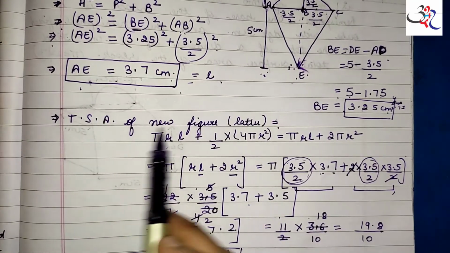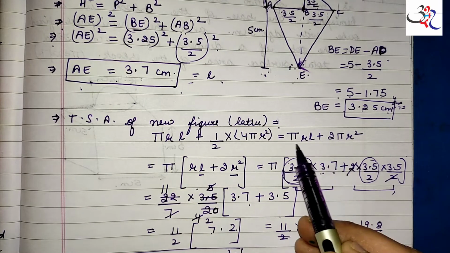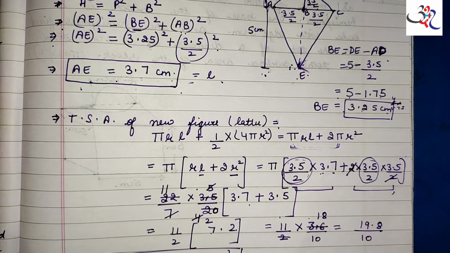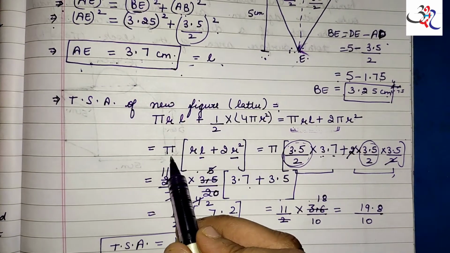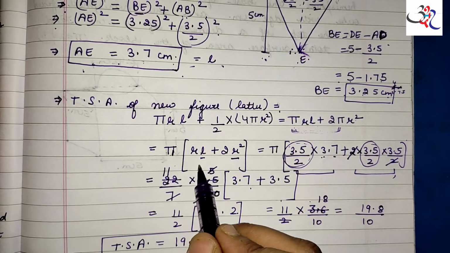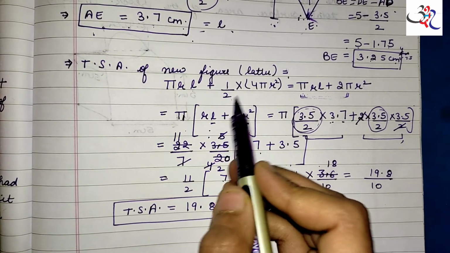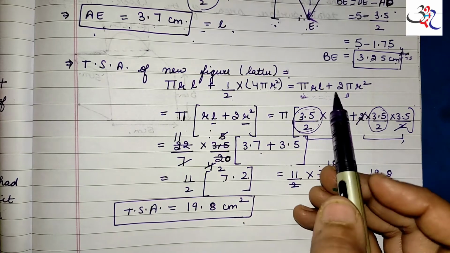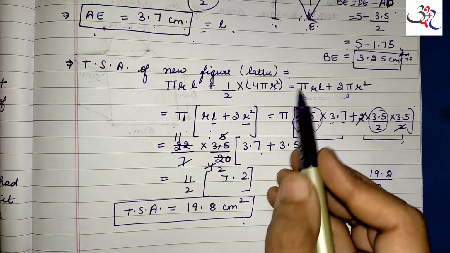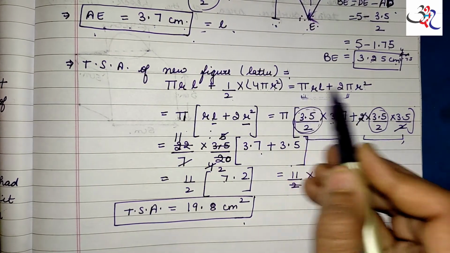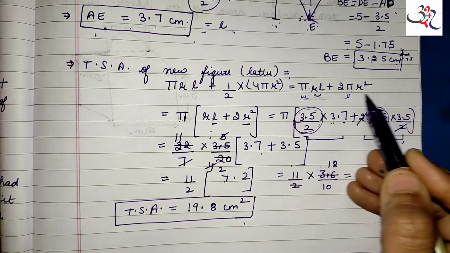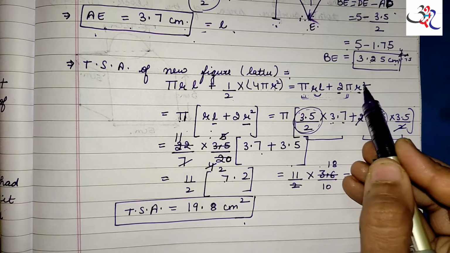So now total surface area of the new figure will be what? We have derived this in the previous step also, that pi r L plus 2 pi r square. Now what I have to do? I have to simply put the values, which is equal to pi r L plus half into 4 pi r square, which is equal to pi r L plus 2 pi r square. So pi I can take out common from both these terms. So pi will be common. Inside the bracket I will be left with r L plus 2 r square.